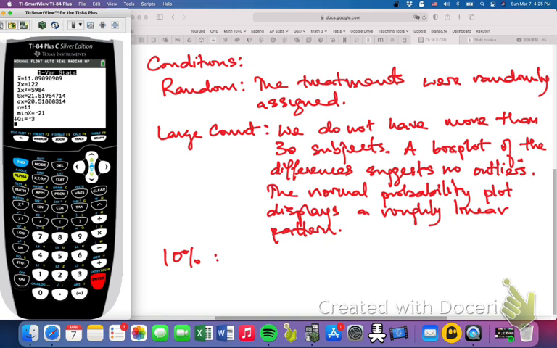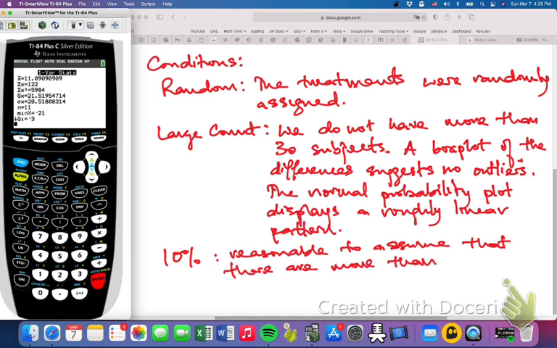So next condition, the 10% rule. So it's reasonable to assume that there are more than, so you take the sample size, which is 11, multiply by 10. So there are more than 110 subjects in the population.